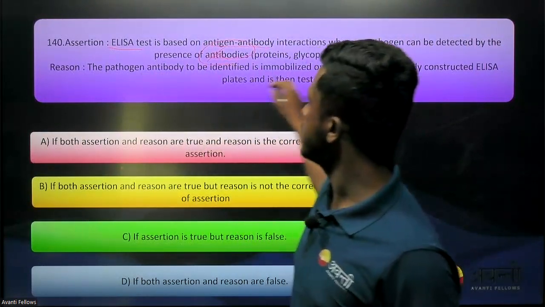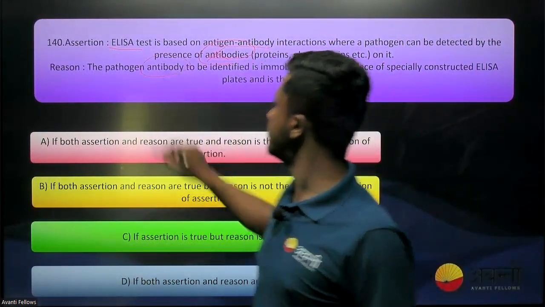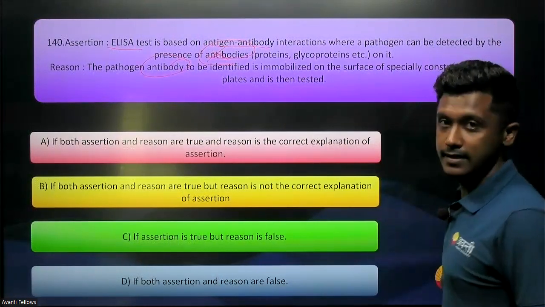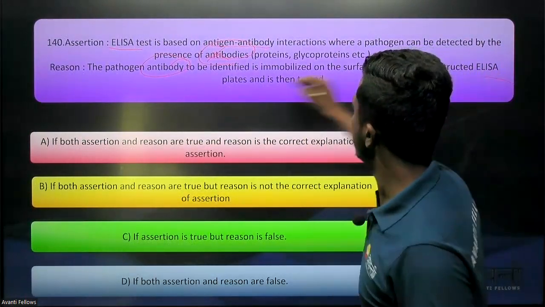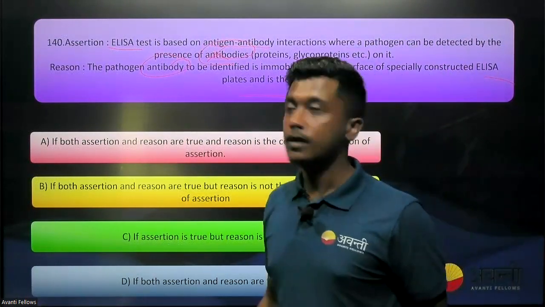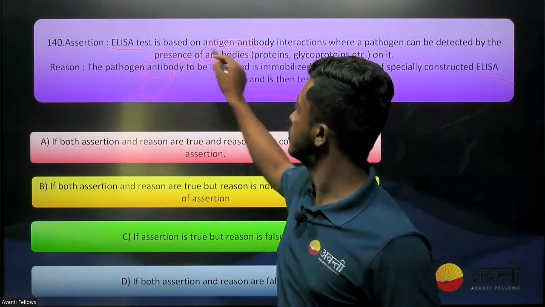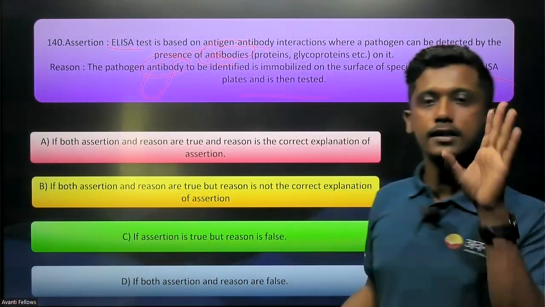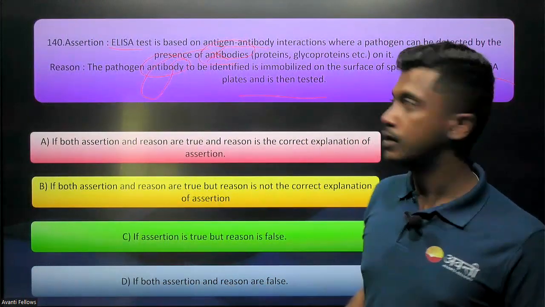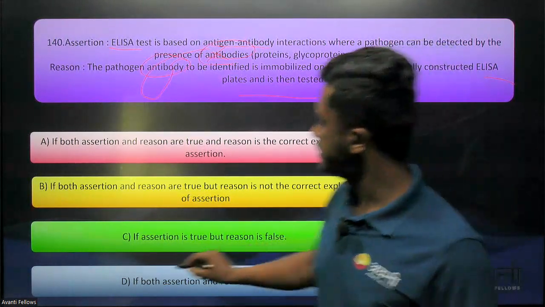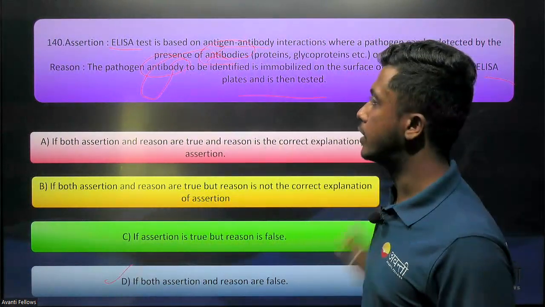Next, pathogen antigen to be identified is immobilized. Correct. It is immobilized on the surface of specially constructed ELISA plates, and then it is tested. So both places they have used antibodies. It's not antibodies. It is antigens. So that is why both assertion and reason are false. So option B is correct for this question, 140.